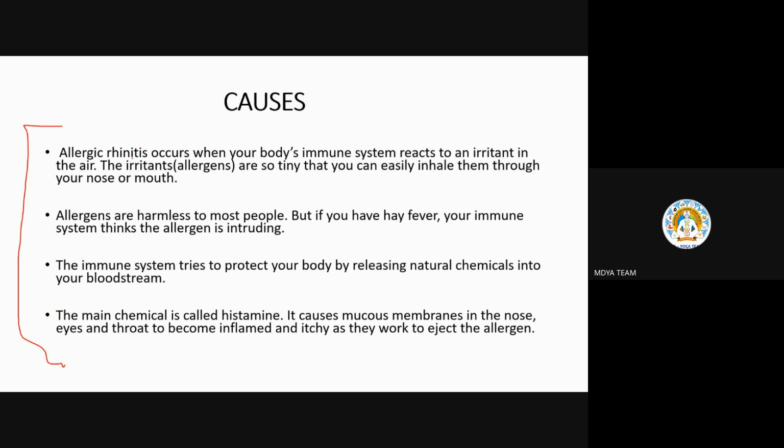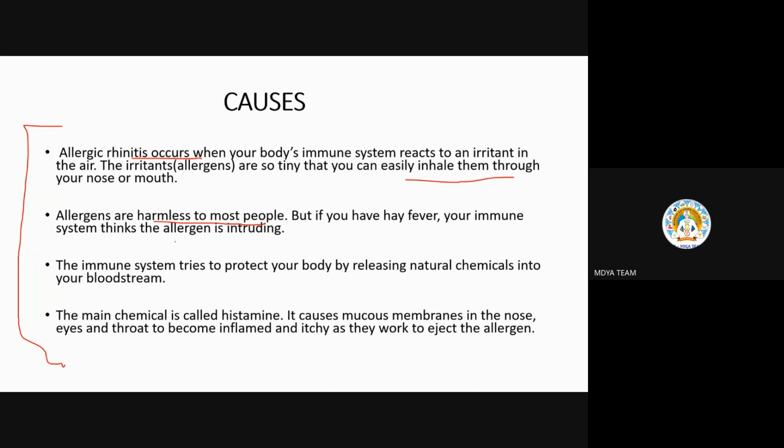Allergic rhinitis occurs when your body's immune system reacts to an irritant. What is that irritant called? Allergens. These are tiny particles we easily inhale through the nose or mouth, and then what happens? Allergens are usually harmless to most people, but if the person is already allergic or already has some problem, then their immune system can easily be affected.